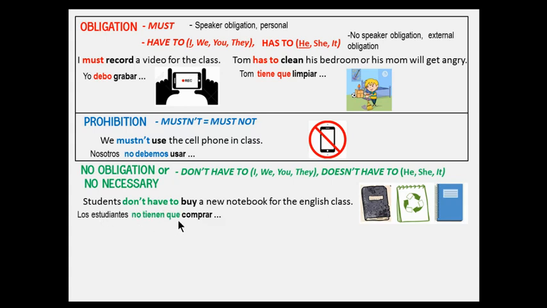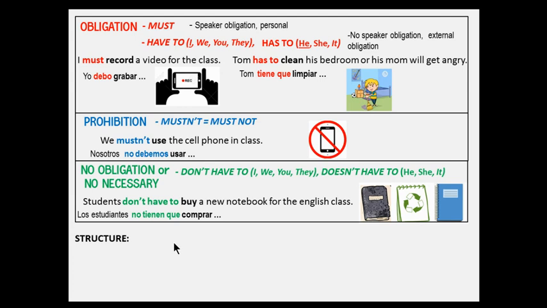Los estudiantes no tienen que comprar un cuaderno nuevo para la clase de inglés. No es necesario, no es obligatorio. Puede ser viejo, reciclado o nuevo. Entonces, no tienen que comprar. It's not necessary. Very easy.